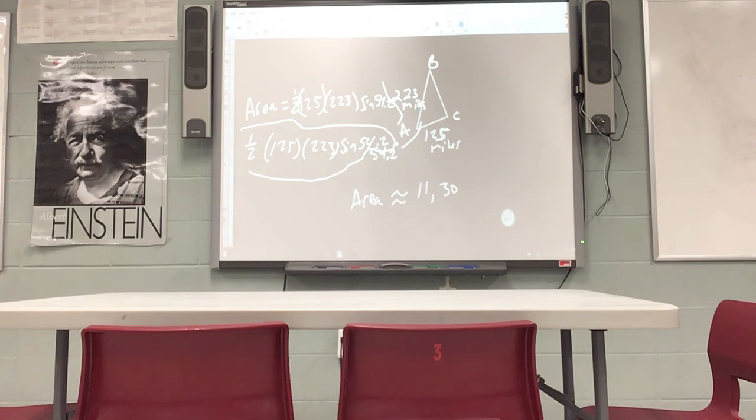11,304. That was miles, and area is always square. So that area where those weird birds are breeding is 11,304 square miles. So, pretty big chunk of the state of Florida, I would say.